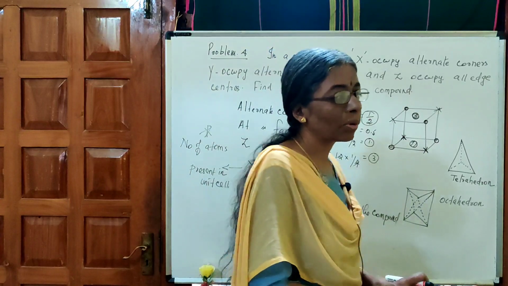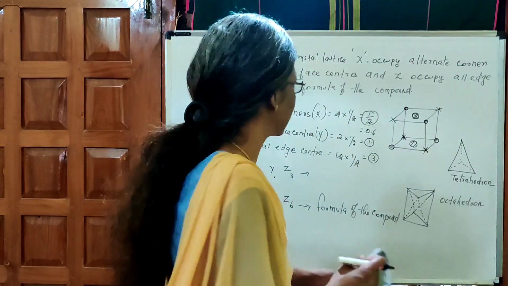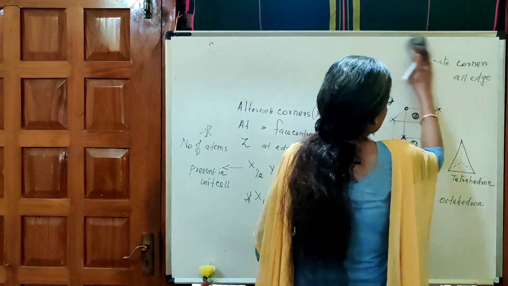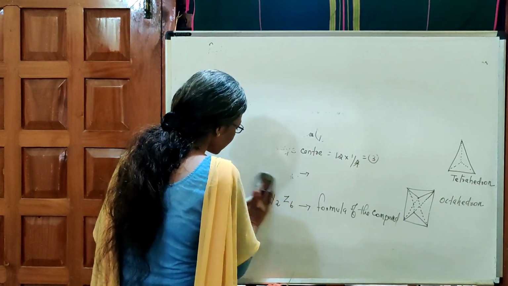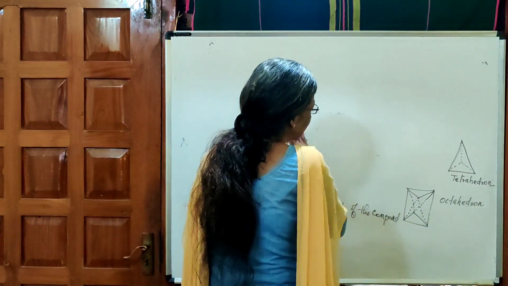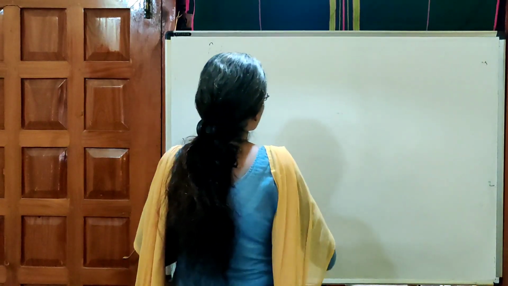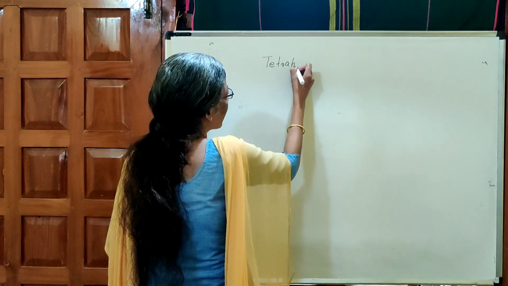Next one, we can go for different types: tetrahedral sites and octahedral sites. Let us give the topic for this one: sites, tetrahedral and octahedral sites. This we already studied in stacking in three-dimensional packing. So first one is tetrahedral voids.